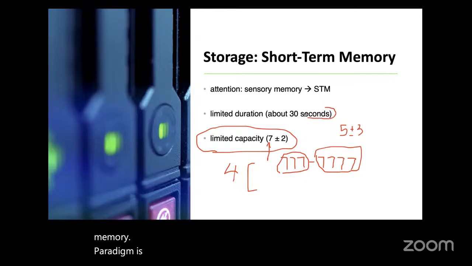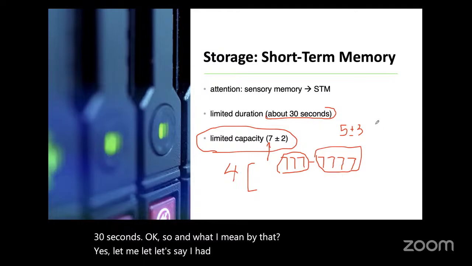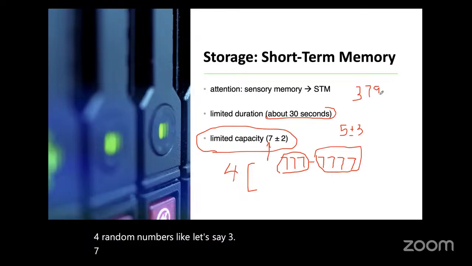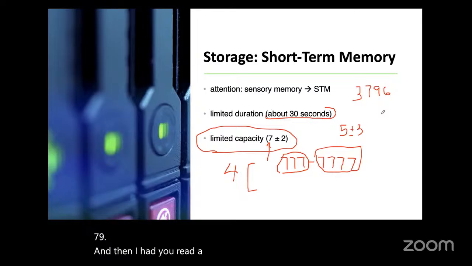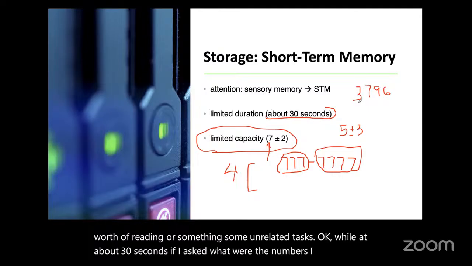The other thing that they found using the short-term memory paradigm is that our capacity to keep information in mind is about 30 seconds. What I mean by that is, let's say I had you memorize four random numbers, like 3, 7, 9, 6. And then I had you read a poem that requires about 30 seconds worth of reading, or some unrelated task.